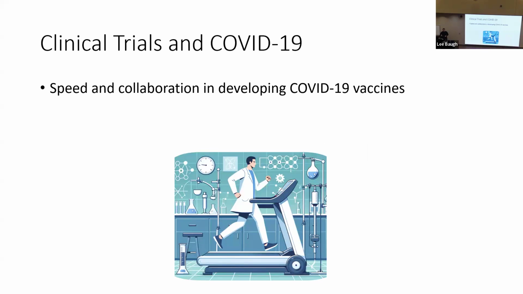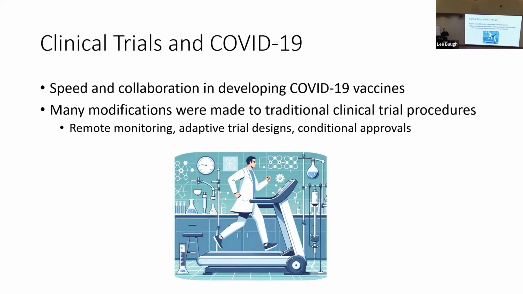Now, a couple last things that I want to talk about are clinical trials in COVID-19. So firstly, during COVID-19, we saw the speed and collaboration in developing vaccines progress at a rate that hadn't been seen before. A lot of modifications were made to clinical trial procedures, things like remote monitoring, adaptive trial designs, conditional approvals were put in place to ensure that vaccines could be developed as quickly as possible. So that's really an interesting case study to show how quickly these things can happen if the requirements necessitate it.